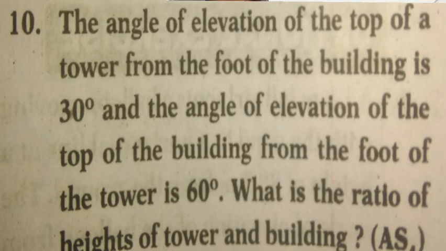The angle of elevation of the top of a tower from the foot of the building is 30 degrees and the angle of elevation of the top of the building from the foot of the tower is 60 degrees. What is the ratio of height of the tower and building? This question is like the sixth question we solved. You can go through the sixth question and solve this also. Or let me solve this problem now. Let me draw the neat diagram of this question according to the question.